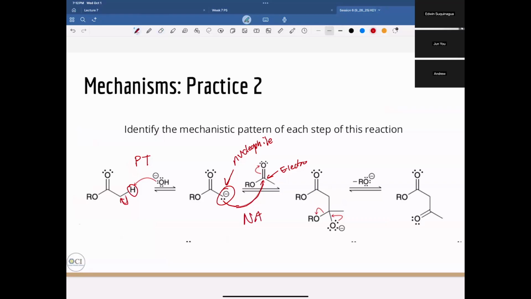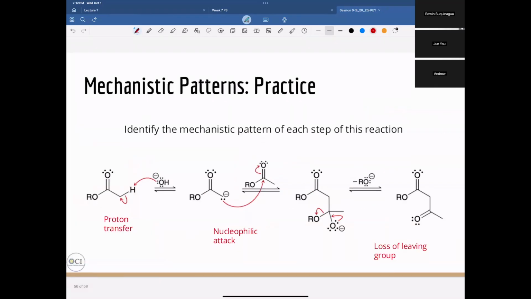And then the last one here, we're using this electron from the oxygen to make a double bond. And then this OR group, this ether group, is leaving. It's literally leaving the molecule. So what would it be? Leaving group, right? So that would be the answer.